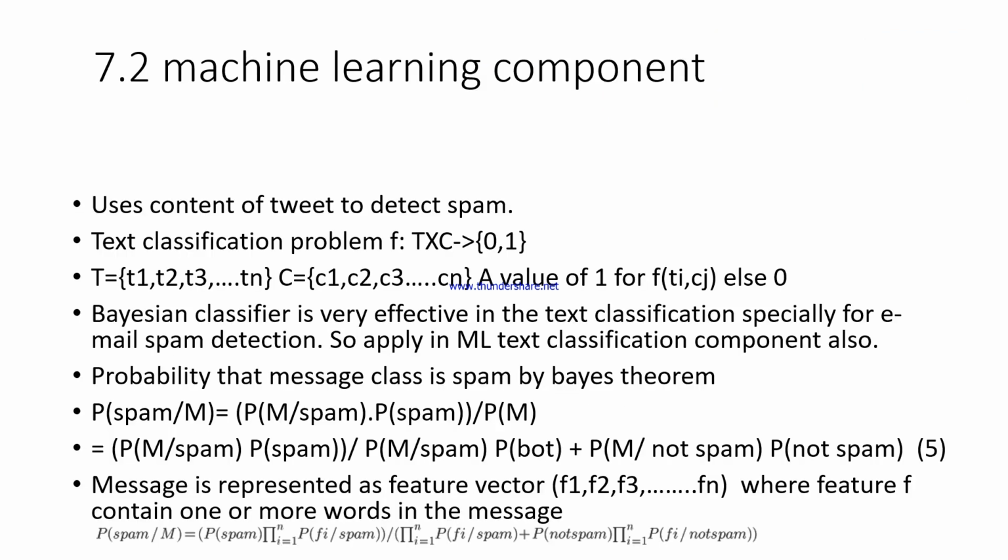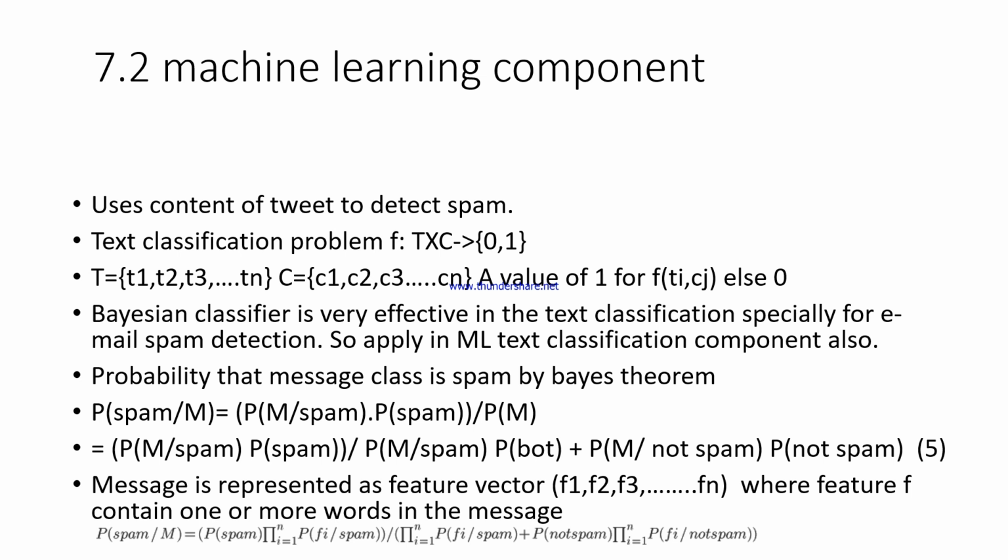The second component is the machine learning component that's used for finding the spam in the networks. We use the content of the tweet to detect the spam. We treat it as a text classification problem: we take a number of texts T1, T2, and so on, that belong to classes C1, C2 up to Cn. A value of 1 represents that the text Ti belongs to a particular class Cj; otherwise, if it doesn't belong to the class, its value is 0.